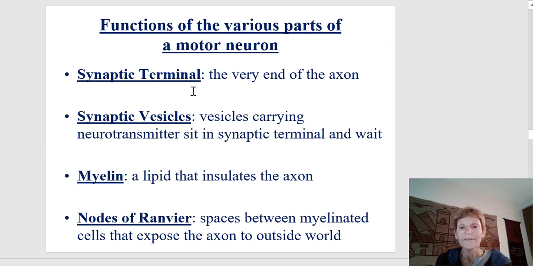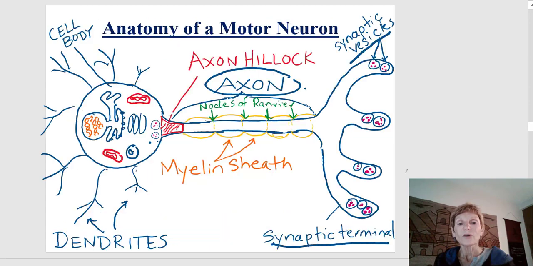Okay, and so moving on to the next part, we have the synaptic terminal, which is the end of the axon, and the synaptic vesicles, which are carrying a chemical called a neurotransmitter. So here's the synaptic terminal, and these vesicles are carrying something in there. You can see it's little red dots, and those dots are a type of chemical called a neurotransmitter. And we're going to talk about a couple of neurotransmitters today.